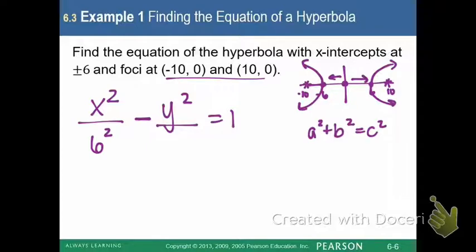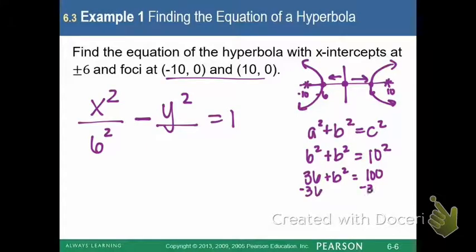So I know that with hyperbolas, a always comes first. So I know this is going to be 6 squared. I don't know what b squared is, but I do know that c is the distance from the center to the focus, which would be 10. So I can plug in 10 squared here to solve this equation. So 36 plus b squared equals 100. Subtract the 36. So b squared equals 64. And so b is equal to 8.